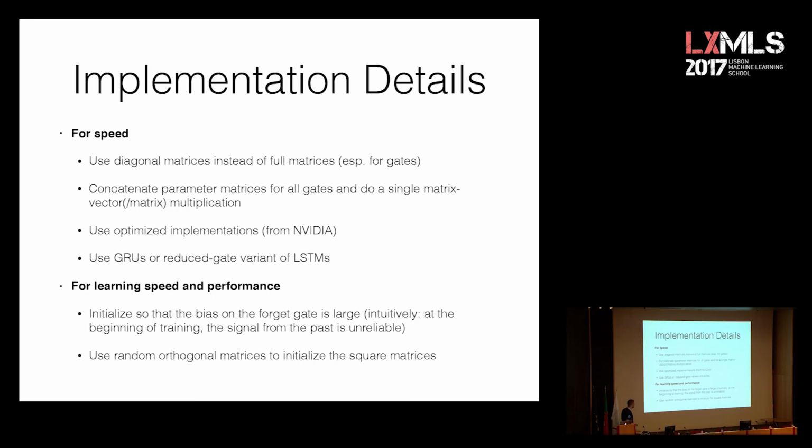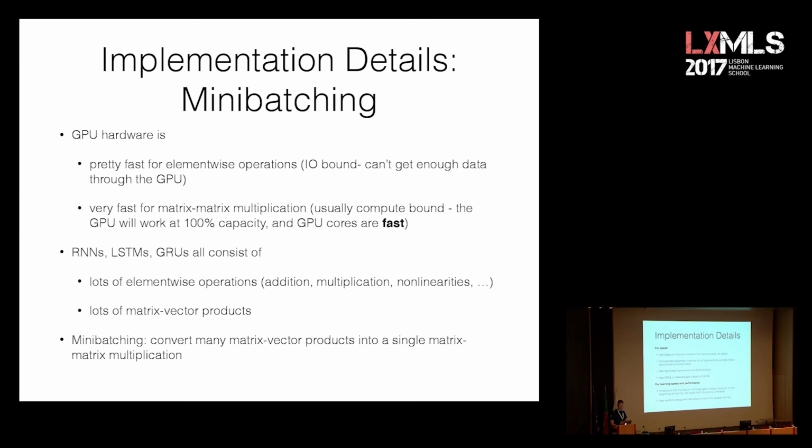Another very useful trick is to initialize so that the bias on the forget gate is large. Intuitively, at the beginning of learning, you're just putting random stuff into memory, so it's not worth keeping your random memories around. You just want to forget often, and then the model will learn to start using memory when it contains something interesting. If you put a lot of random stuff in memory early on, you run the risk of learning random correlations, which is bad. And then also use random orthogonal matrices to initialize the square matrices.